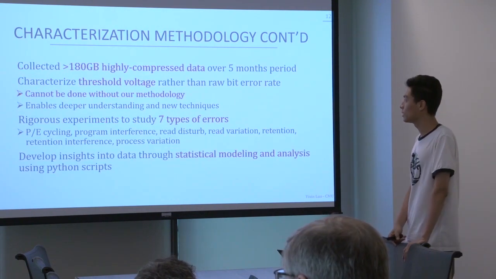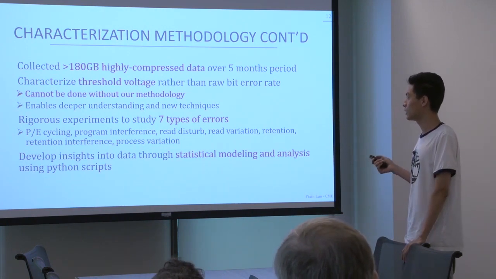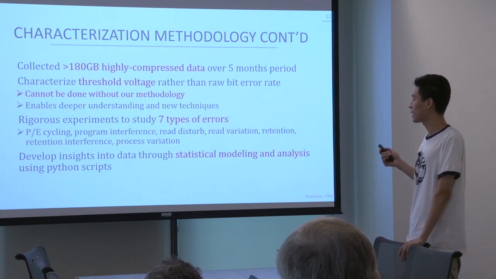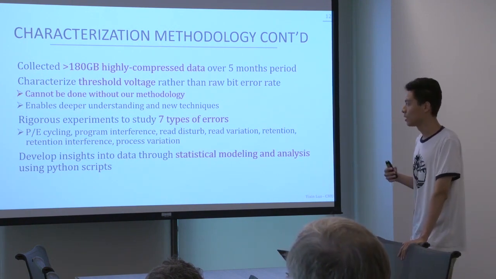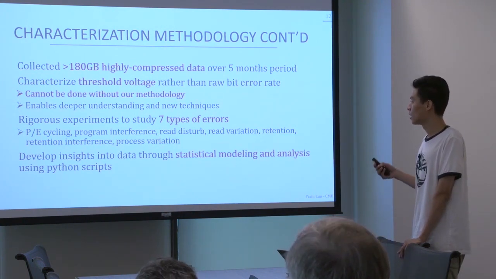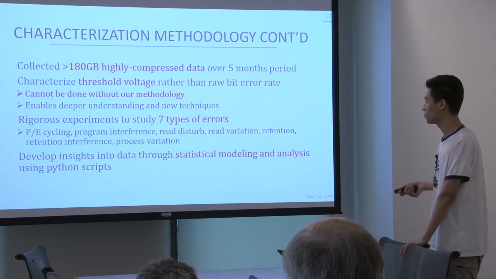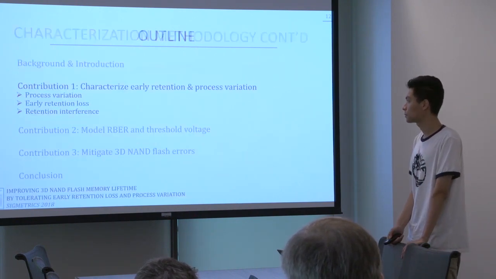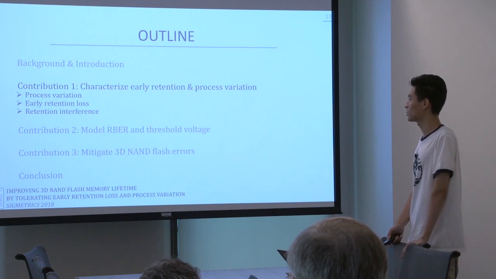To give you some more idea of how real the data is, we collected over 180 gigabytes of highly compressed data over a time period, and then we characterized the threshold voltage, which we'll introduce later, rather than just the raw bit error rate, which gives us much more information about the reliability of the device. We also cover a wide range of error types in 3D NAND, and we developed a lot of insights into the data through statistical modeling and analysis. First, I'll introduce several key points from our characterization.